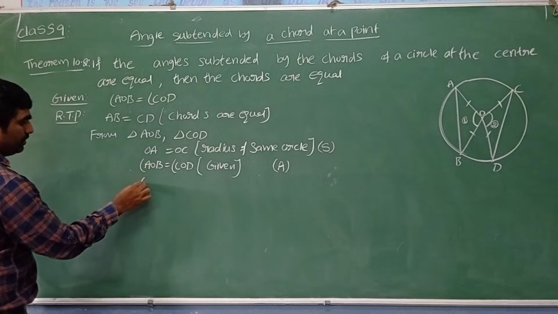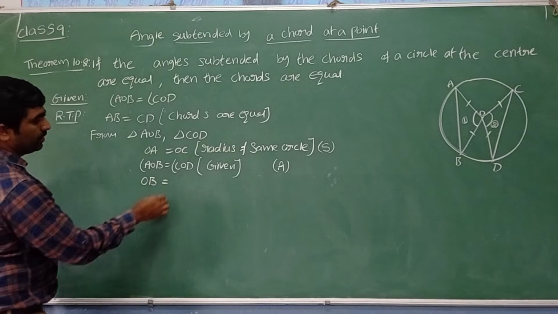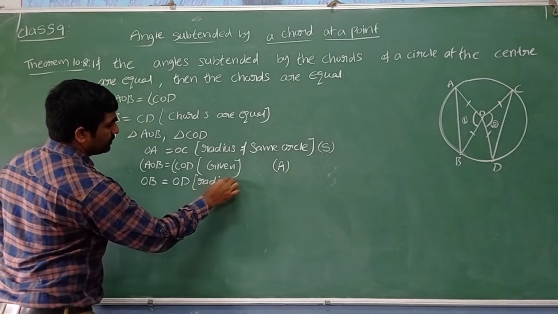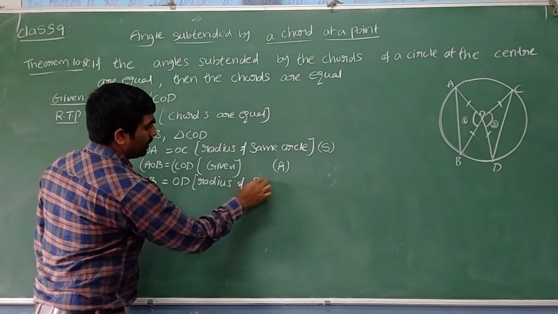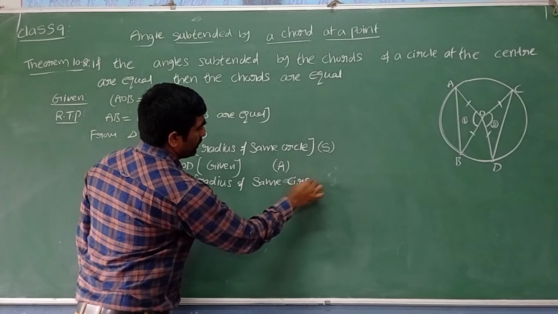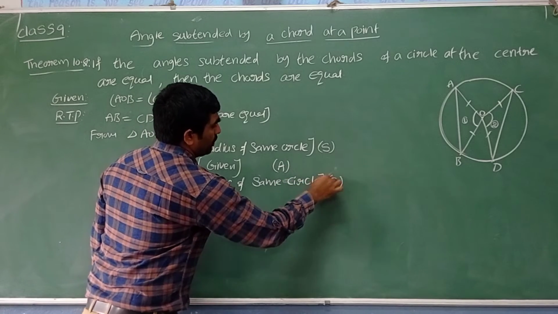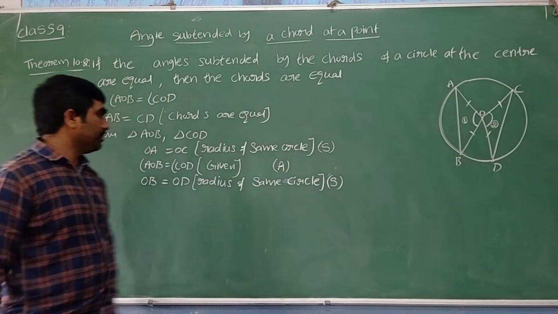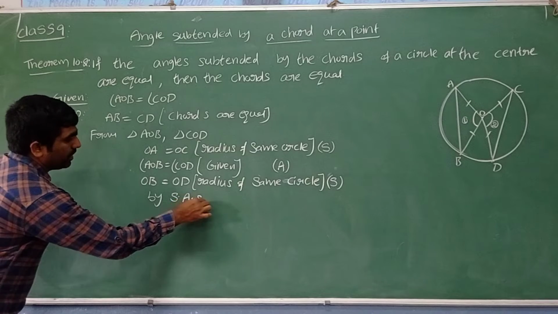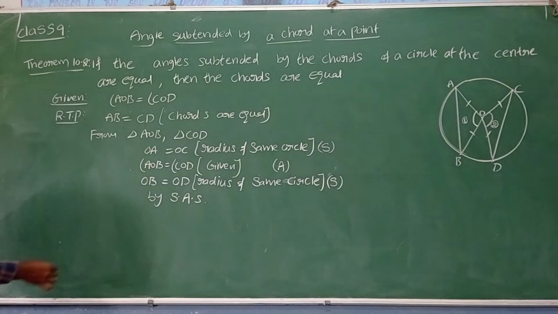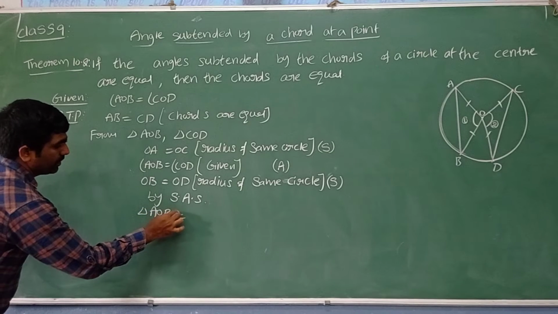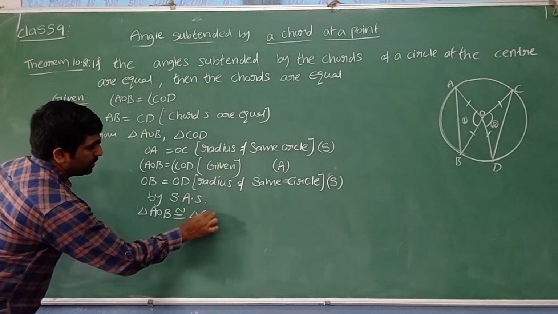Next, we can write OB is equal to OD. Even this, the reason is both are radii of the same circle. One more side we got. Now by side, angle, side, by SAS criteria, both the triangles are congruent. Triangle AOB is congruent to triangle COD.